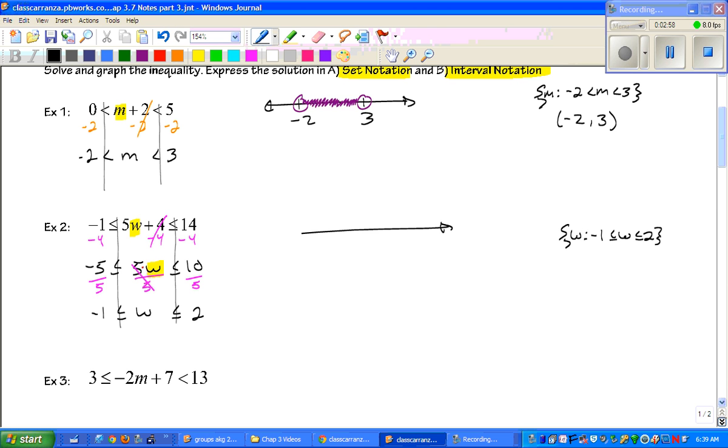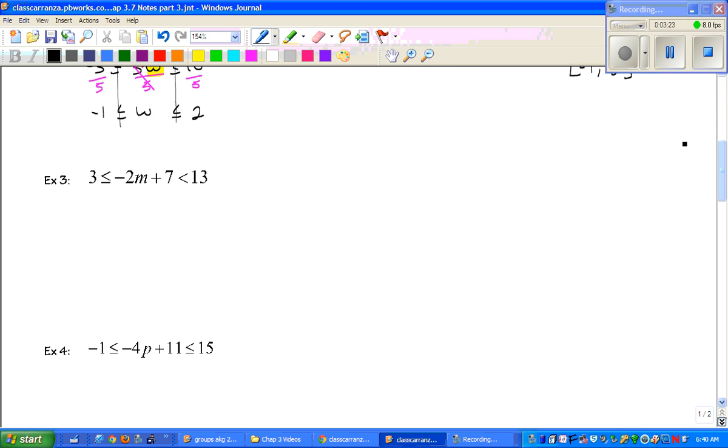All right, let's draw the graph. Negative 1, 2. Now both of these are closed circles. And then we're going to shade in the middle. So our interval notation, bracket at negative 1, and that goes to positive 2.